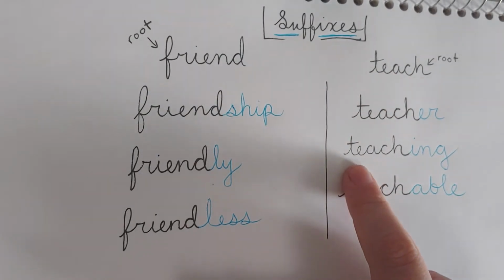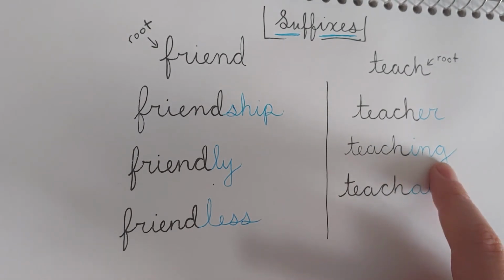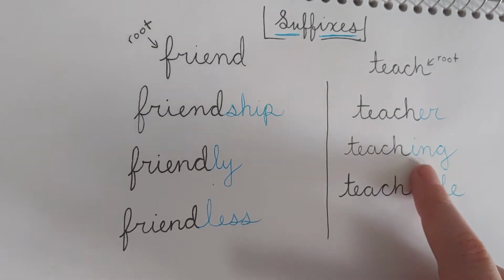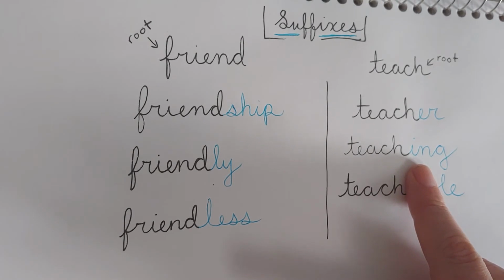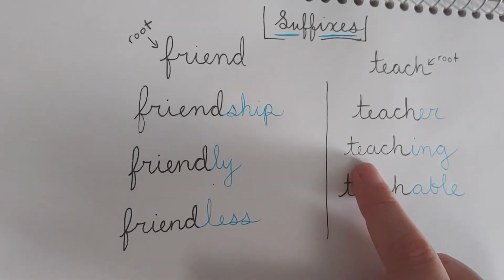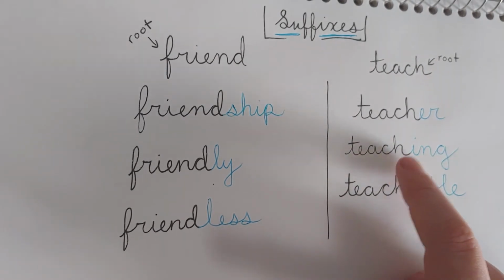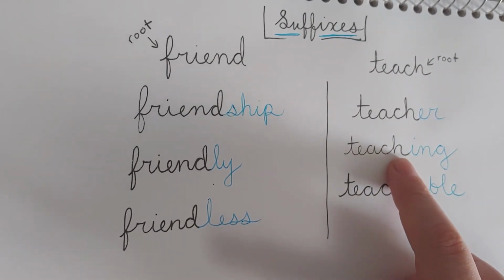Oh, speaking of, if we stick ing on the end of a word, that can be a suffix too. That's probably a suffix you've used a lot. We can change the verb teach into teaching, which normally acts more like a noun, like I enjoy teaching. If you've done the gerunds lesson, you might be feeling like this is a bit familiar.